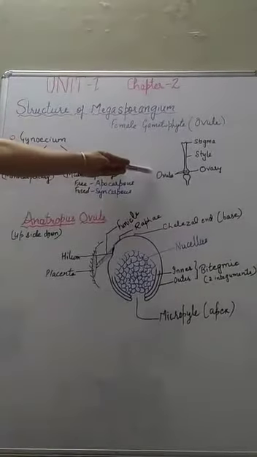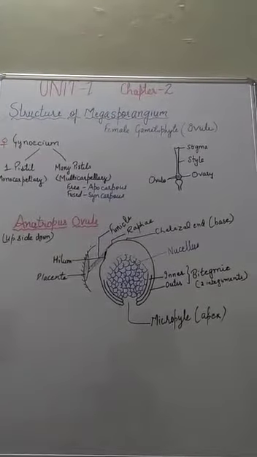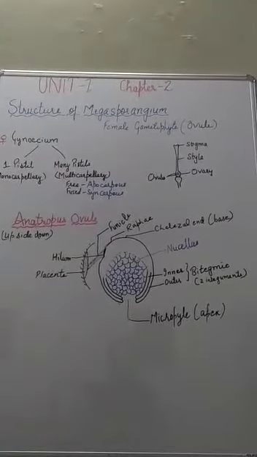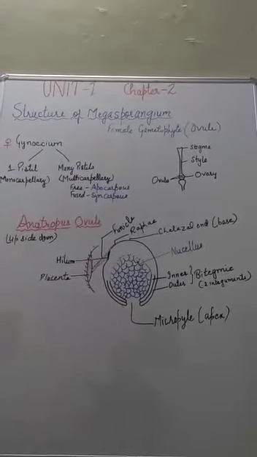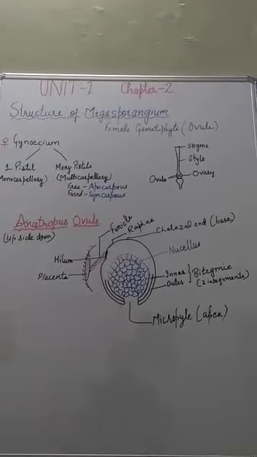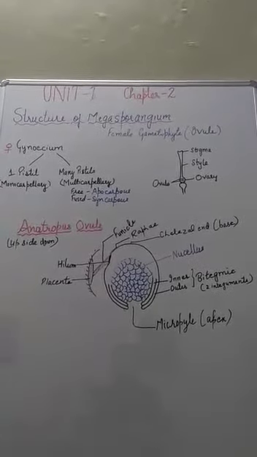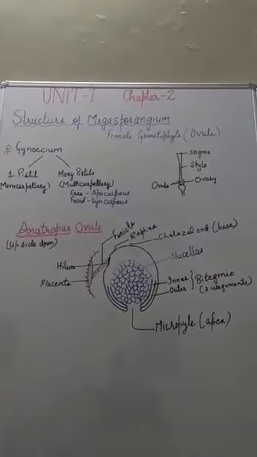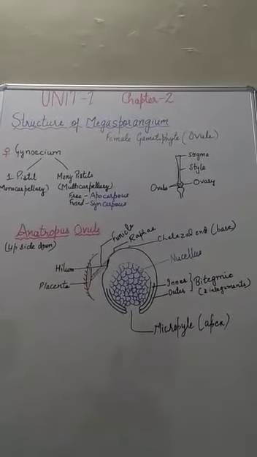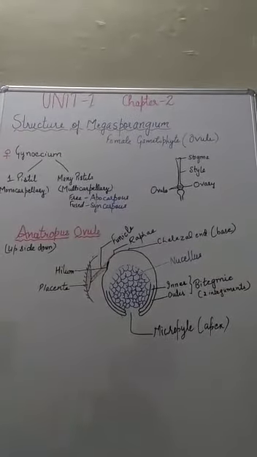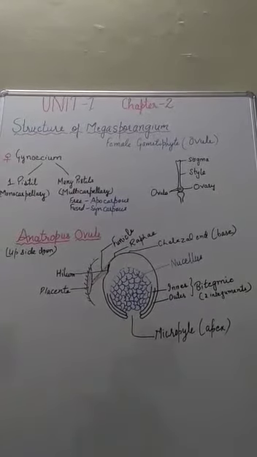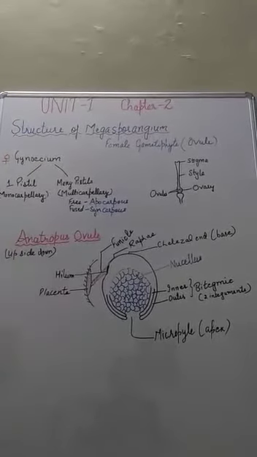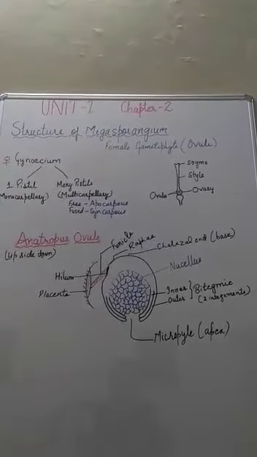So inside the ovary, there are certain bead-like structures which are called ovules, and ovule is actually the female gametophyte, or it is actually the megasporangium. As we have seen in case of the male part, the pollen sac or microsporangium was the structure where the microspores or pollen grains were formed. In case of female structure, there is an ovule, and inside the ovule, the egg is formed.